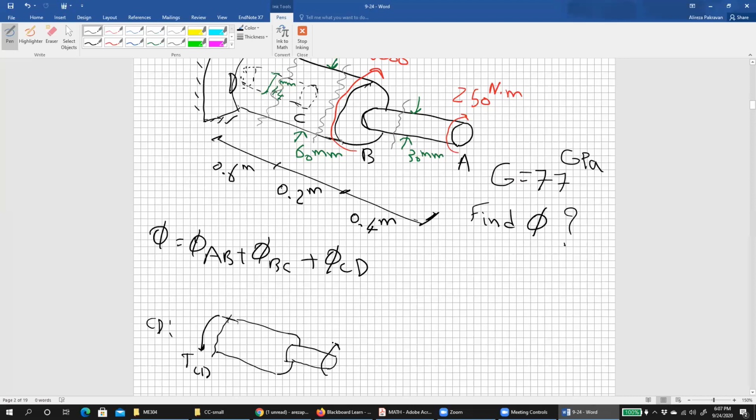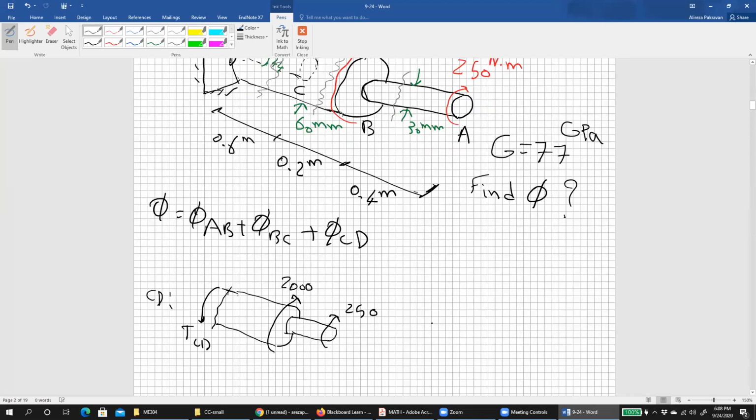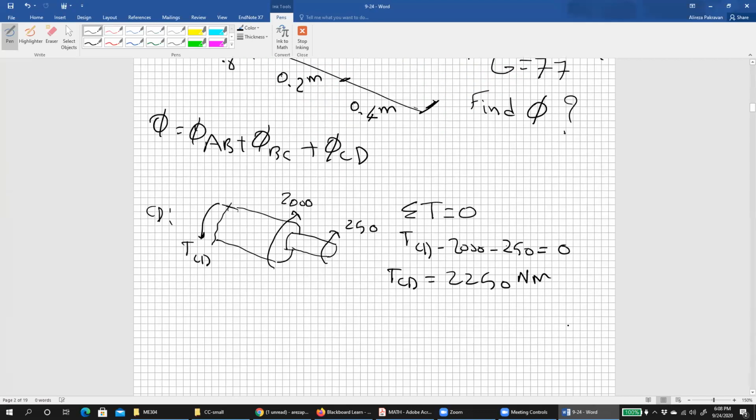So we have 250 here, right? And 2000 here, right? Summation of the torque equals 0. Let's find TCD. Just make sure about the sign. What is the unit? Newton meters, right? This is segment CD.